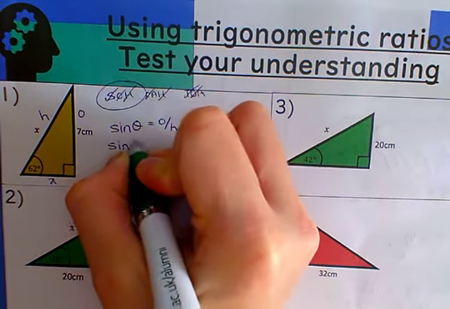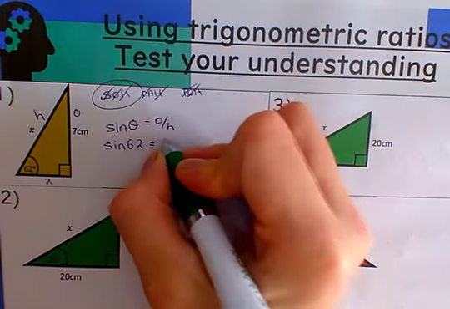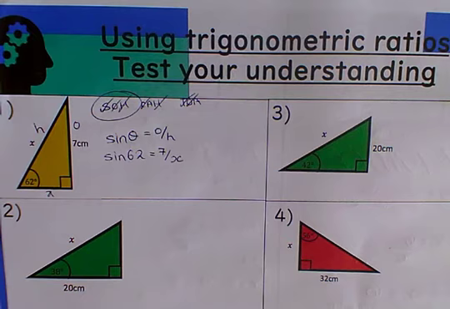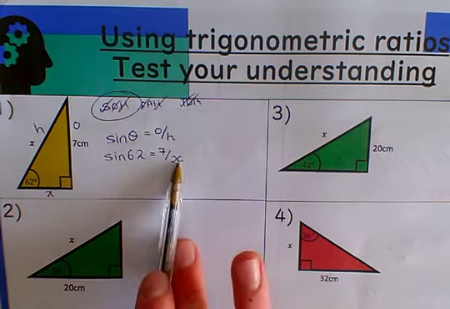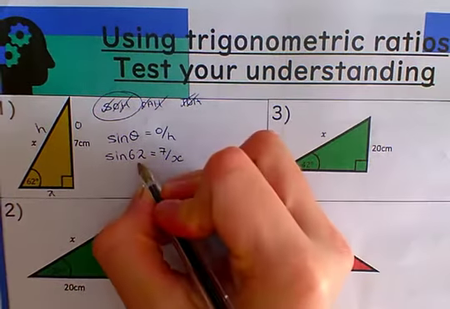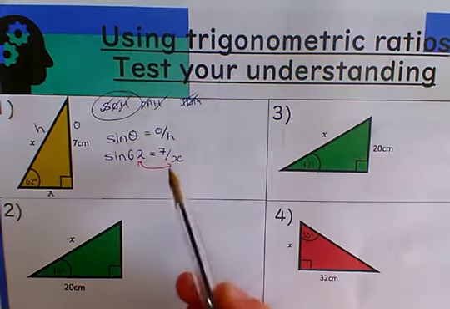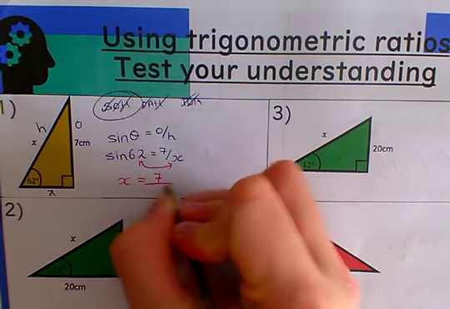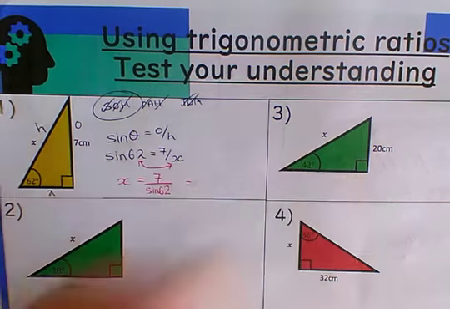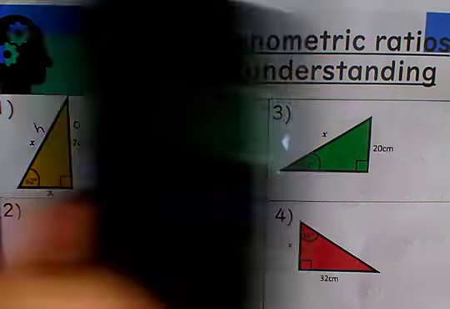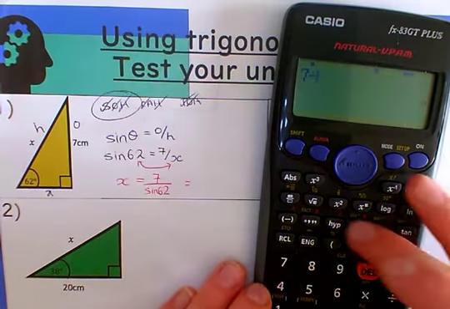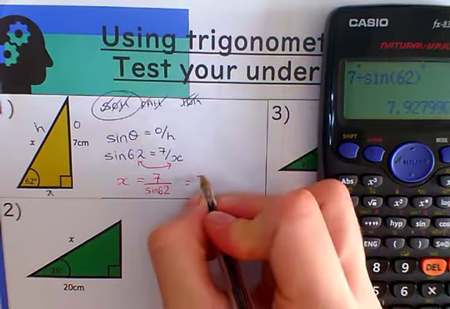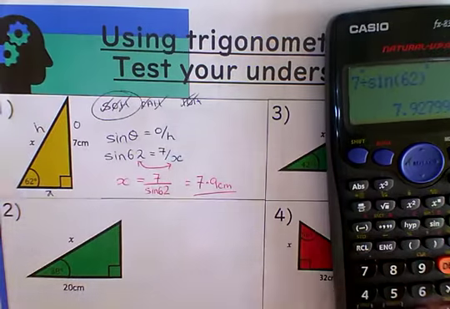So sine of 62 is equal to 7 divided by x. Now you will have spotted that essentially what we're doing here, if we times by x and then divide by sine 62, is we are just swapping these over. So if you've got the x in the denominator, you can just swap those over, so then you'd end up with x is equal to 7 divided by sine 62, just doing that in one step. And if you compute that on your calculator, 7 divided by sine of 62 is equal to 7.9 to 1 decimal place.